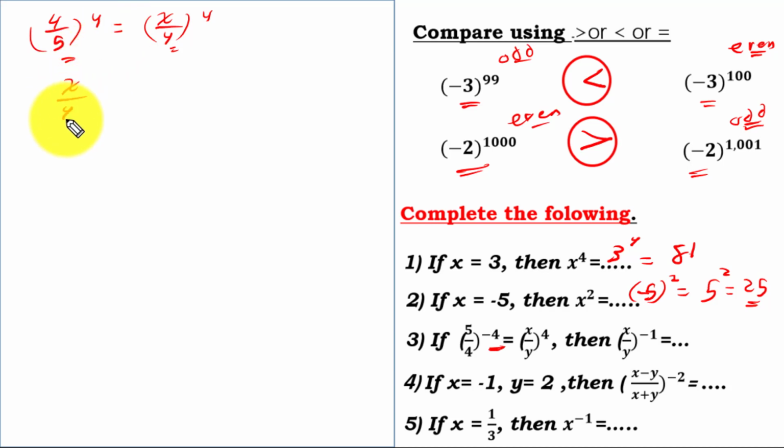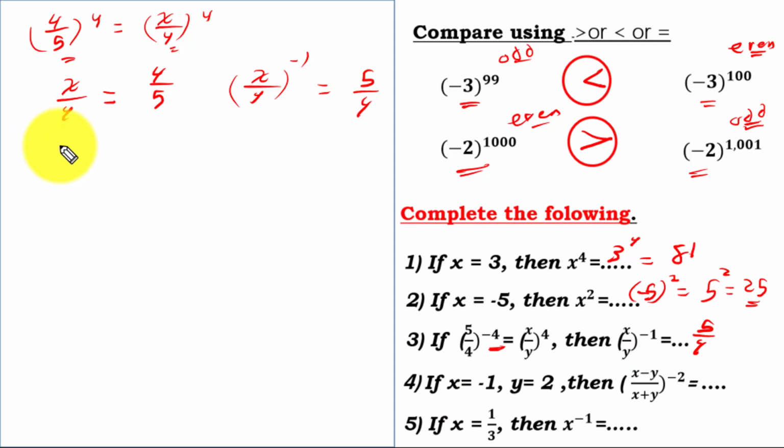X over y equals what? X over y equals 4 over 5. He is asking here about the reciprocal of the fraction because here the power is negative 1. So it will be 5 over 4. So the value of x over y raised to the power negative 1 will be 5 over 4.